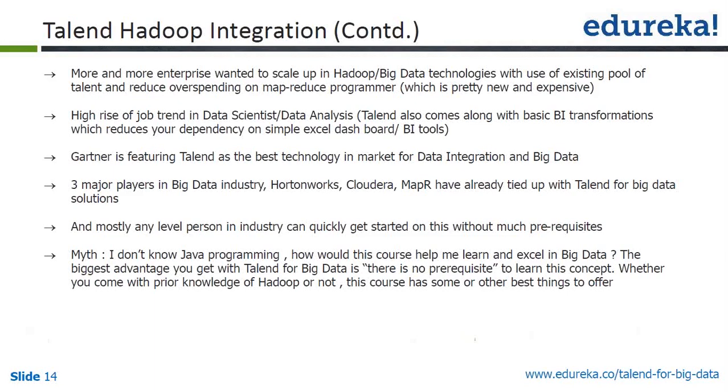With the high-rise job trend in data scientist and data analyst roles, Talend also comes with basic BI transformation, which complements these areas and reduces your dependency on simple Excel and dashboard BI tools. Gartner rates Talend as the best technology in the market for data integration and big data. These three major players in the big data industry, Hortonworks, Cloudera, and MapR, have already tied up with Talend for big data solutions. And now mostly any level of person in the industry can quickly get started on this without many prerequisites.